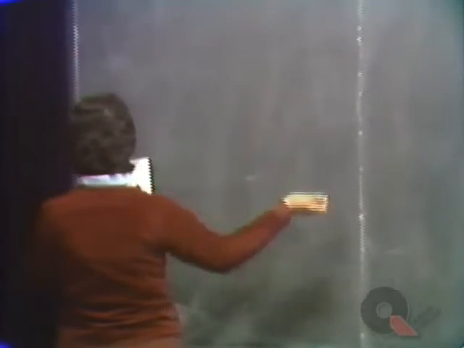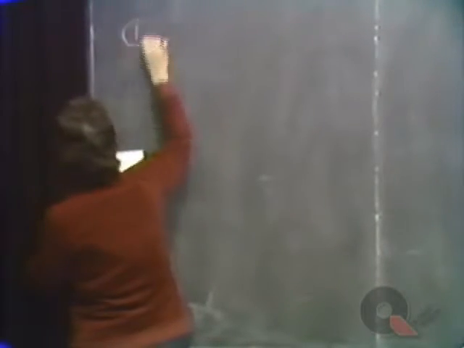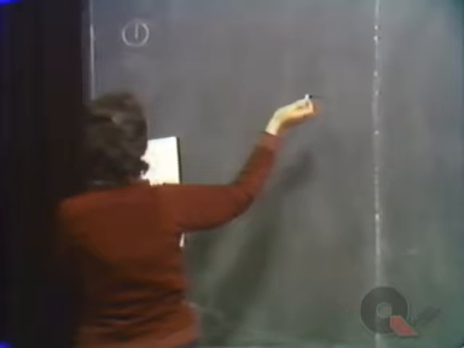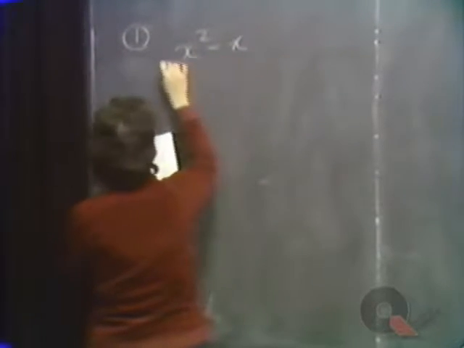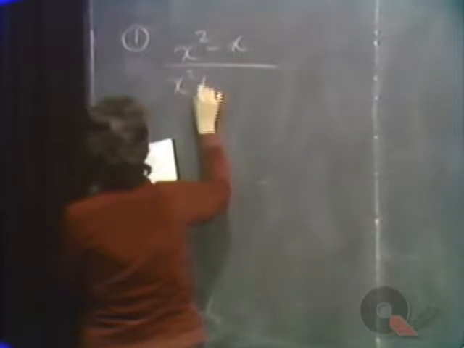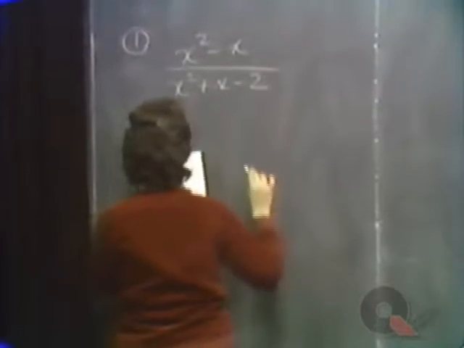Okay, let's start with the first example. We want to reduce to lowest terms x squared minus x over x squared plus x minus 2.